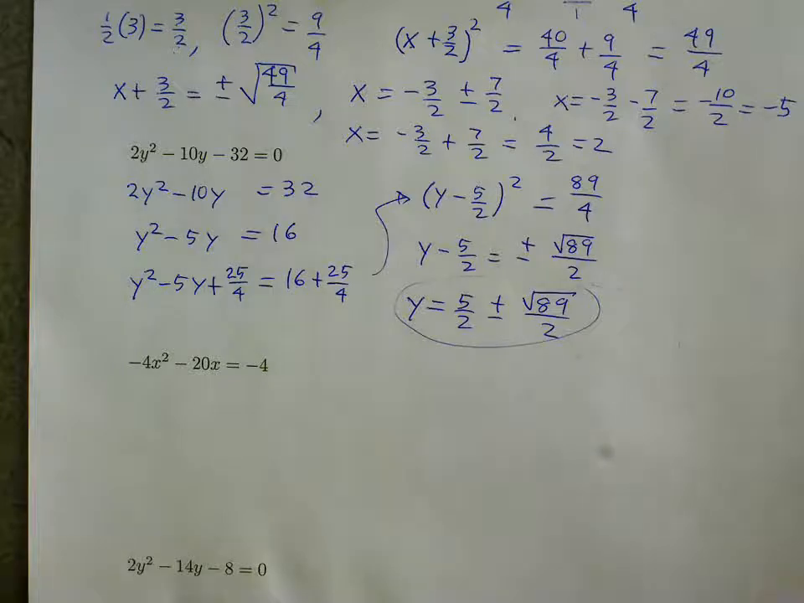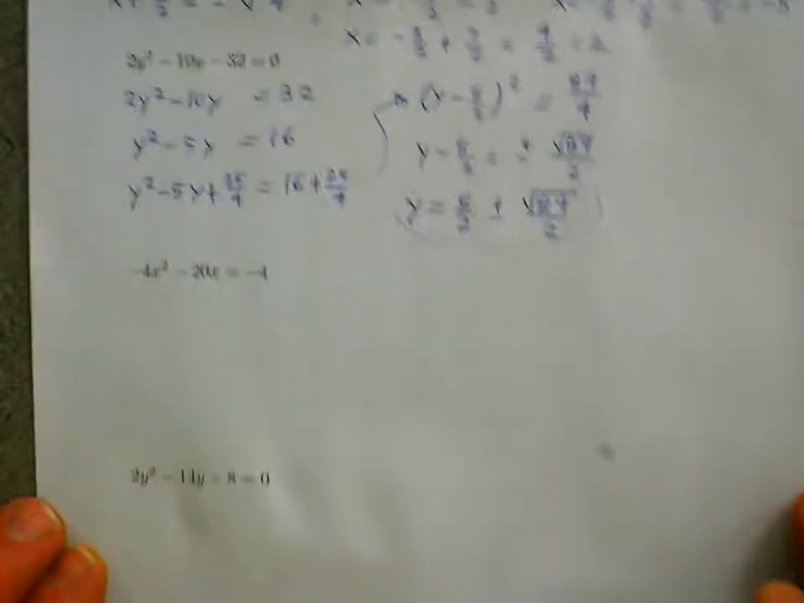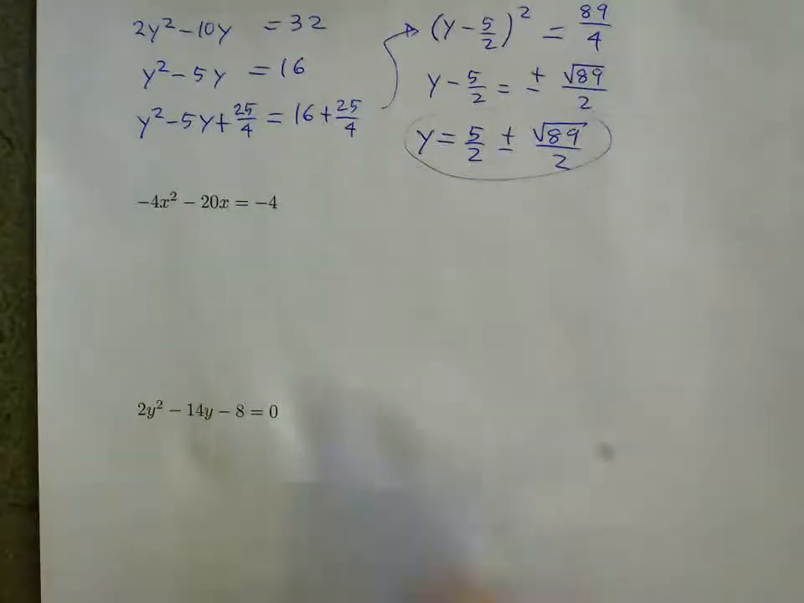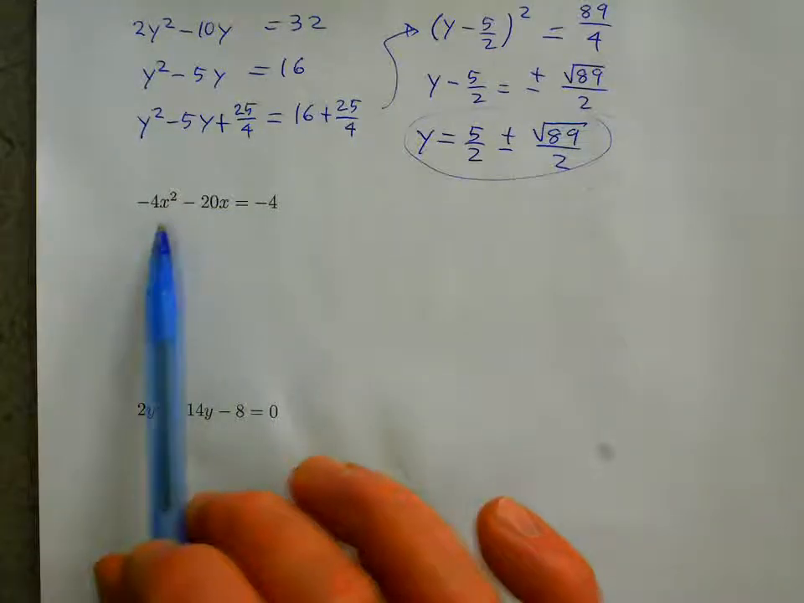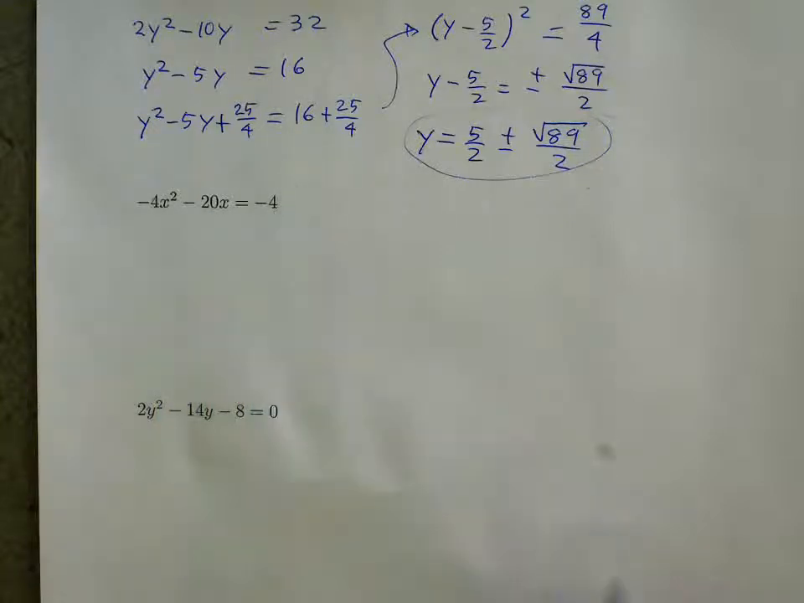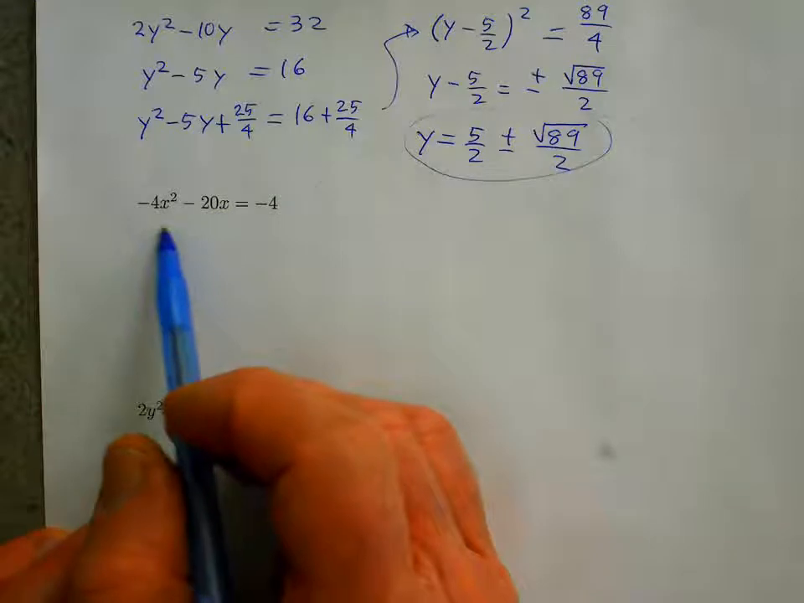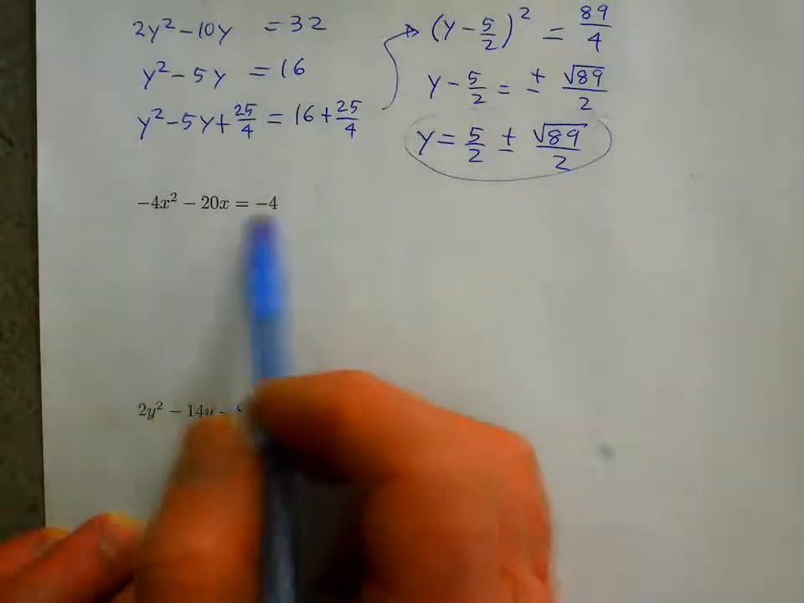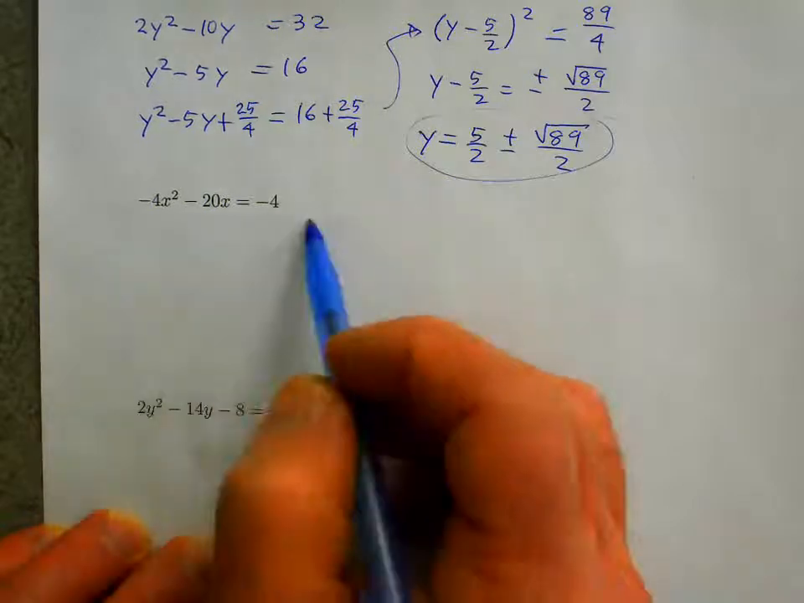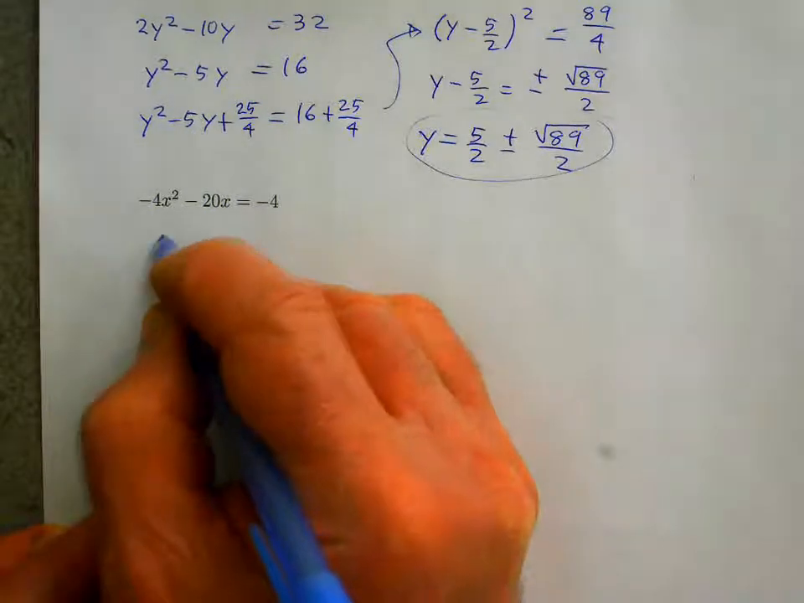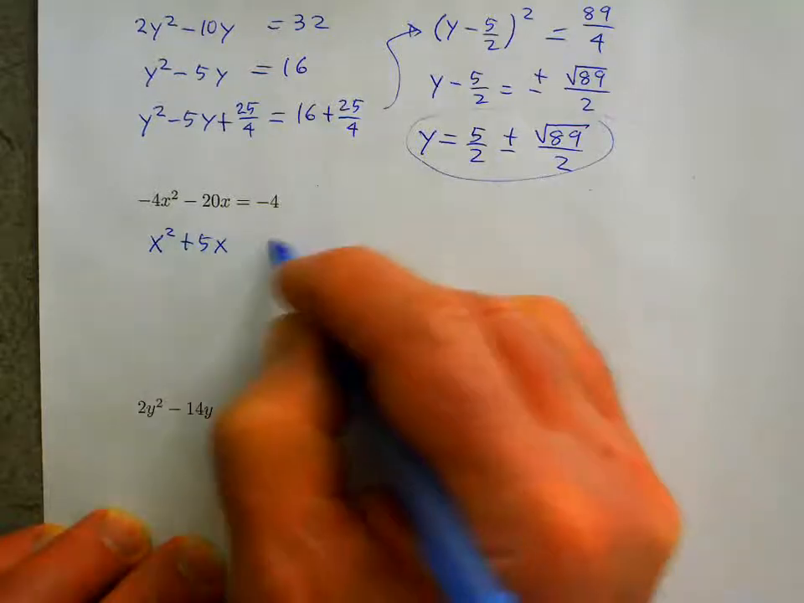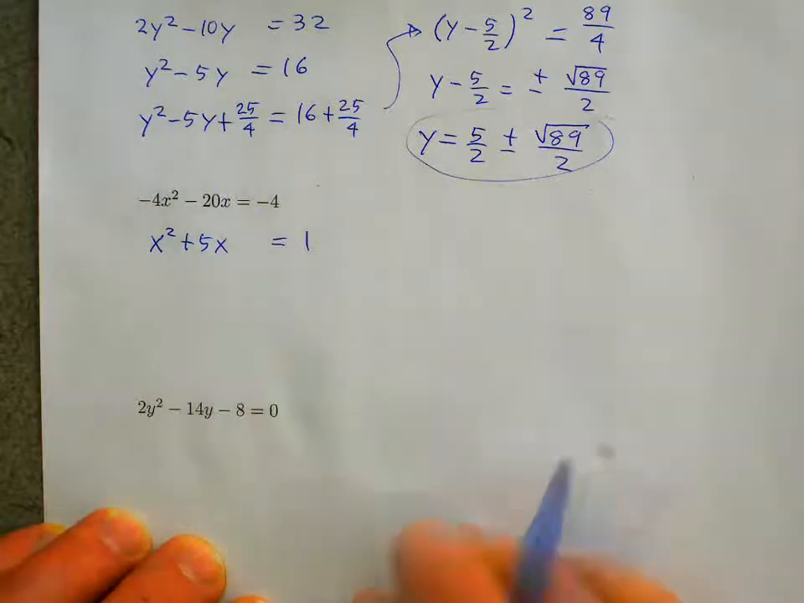Okay, the next problem, negative 4x squared minus 20x equals negative 4. On this one, we already have the x squared term and the x term on one side and the constant on the other. So the first step in this one, divide every term on both sides by negative 4. And when we divide every term on both sides by negative 4, we get x squared plus 5x equals positive 1.